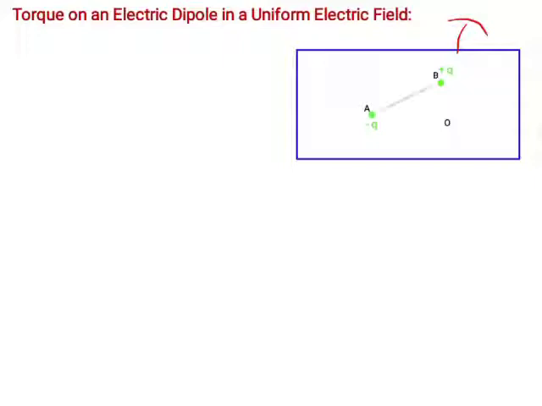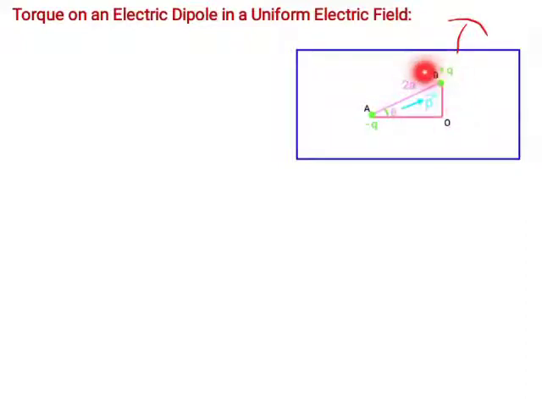Consider dipole AB, where negative and positive charges are present. The dipole distance is 2a. OB is perpendicular to AO, so we have to join B, O and A. These are imaginary lines. We join the points B, O, A to complete this right angle triangle. The angle between AB and AO is theta.